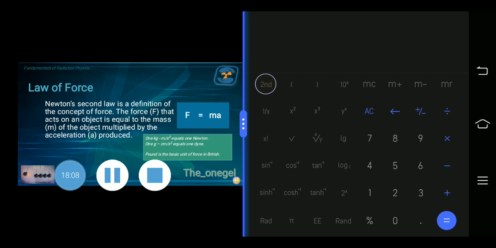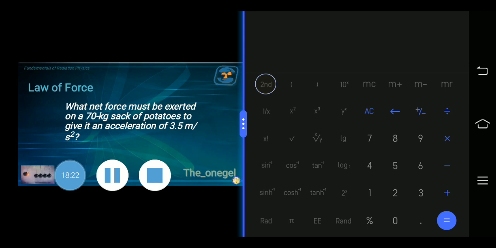And para mas klaro it at ton explanation, so I asked help from Mr. Calculator. So, on your right side, makita ka mo may calculator kita, no? So, let's take the problem again. What net force must be exerted on a 70 kilogram sack of potatoes to give it an acceleration of 3.5 meter per second squared? So the formula again is force is equal to mass times acceleration. Our mass is 70 kilogram times our acceleration, which is 3.5 meter per second squared, and that will give you 245. Again, do not forget that there should be a unit.